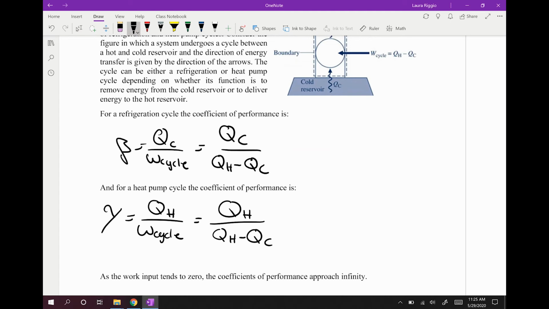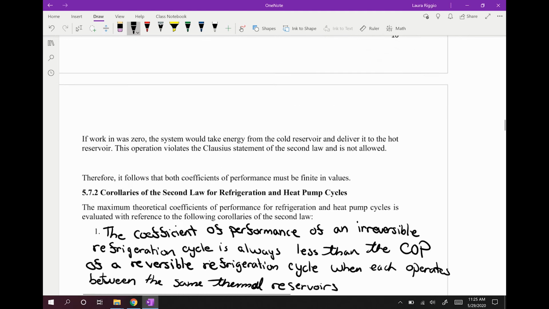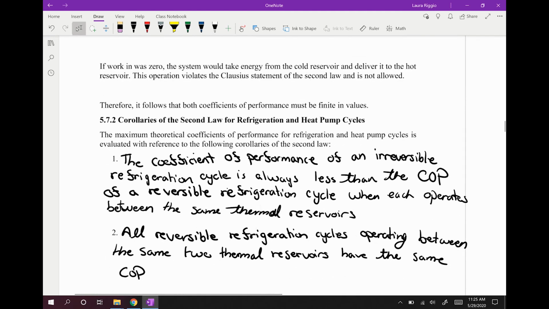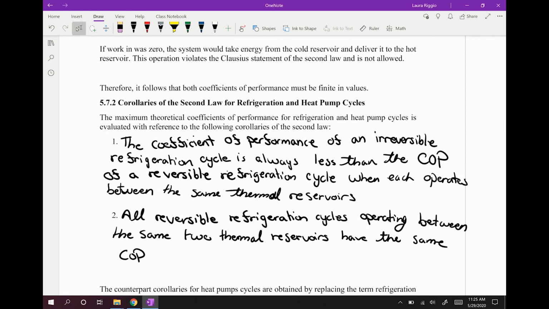As the work input tends to 0, our coefficients of performance approach infinity. If work was 0, the system would take energy from the cold reservoir and deliver it to the hot reservoir. This violates our Clausius statement of the second law and is not allowed.